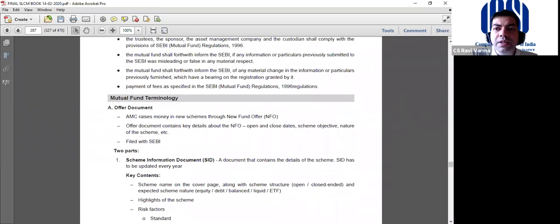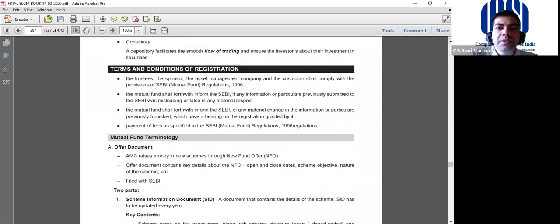Now in mutual fund, I'll take you to the page number. Terms and conditions of registration. We already discussed. Once you are satisfying the criteria, you will be eligible to register yourself as a mutual fund. Again, here the trustee, the sponsor, the asset management company, besides all this, should separately comply with the requirements of the SEBI Mutual Fund Regulations 1996. There is a separate Mutual Fund Regulation 1996. That also you need to comply with in order to ensure that all proper registered market constituents are there for the mutual fund.